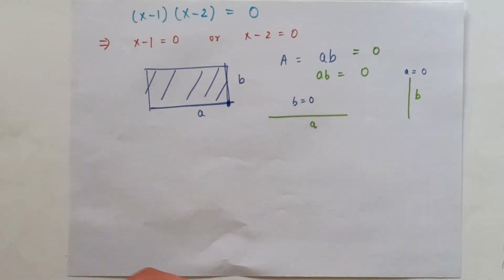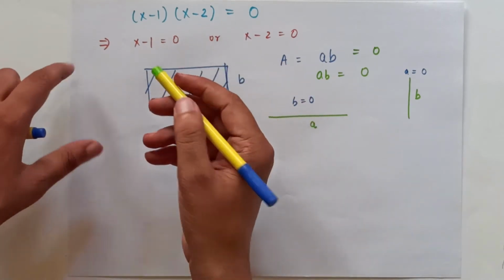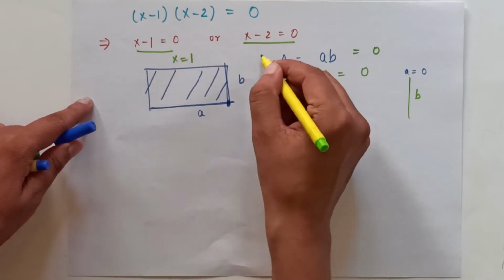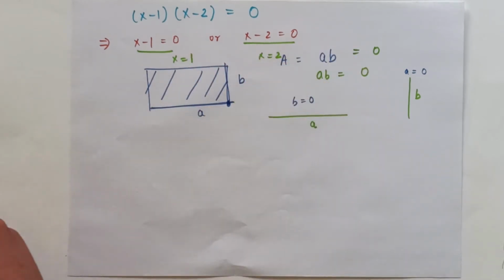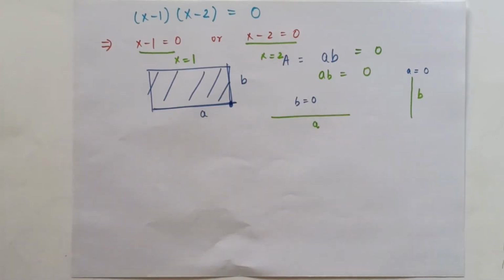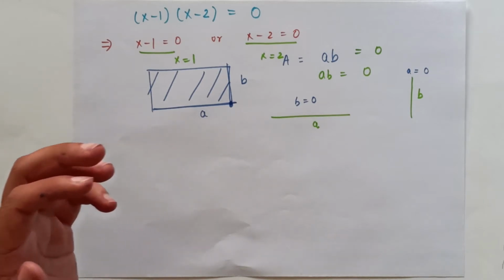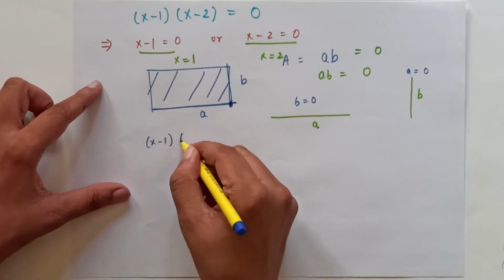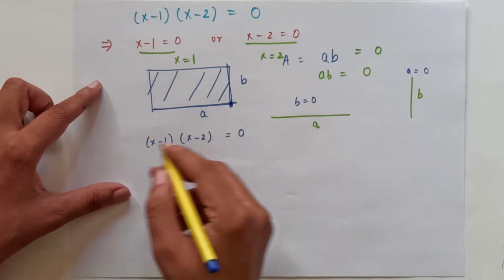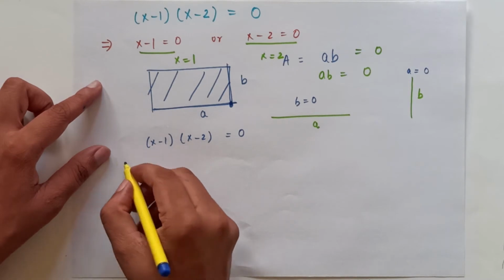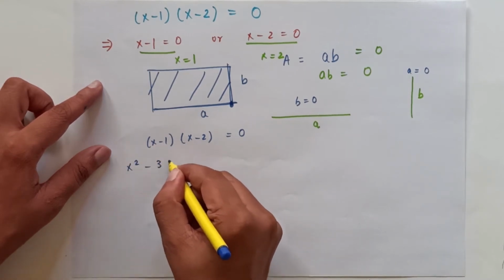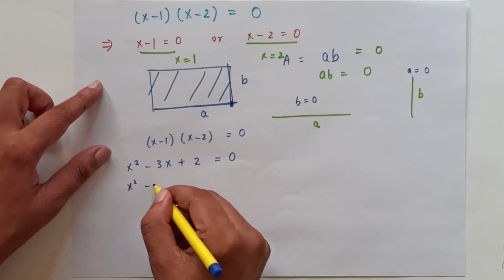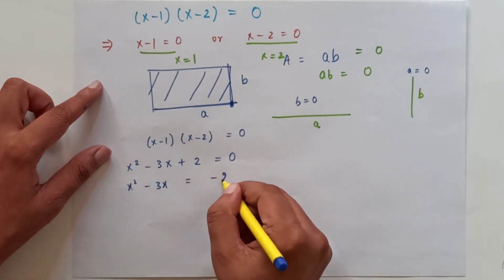So you might guess from the above that we can do x minus 1 equals 0, x minus 2 equals 0, implies x is equal to 1 and x is equal to 2. We can approach this equation in another way with a bit of insight. Consider x minus 1, x minus 2 equals 0. Open the brackets, we will get x square minus 3x plus 2 equals 0. x square minus 3x is equal to minus 2.